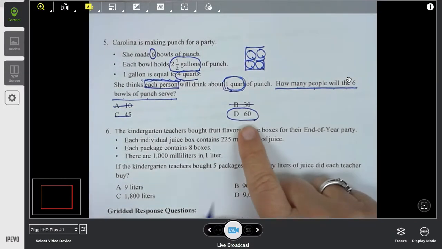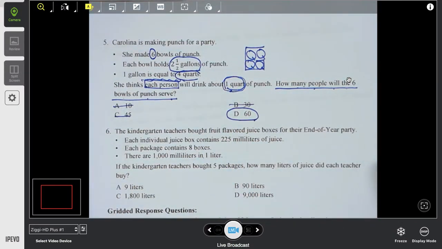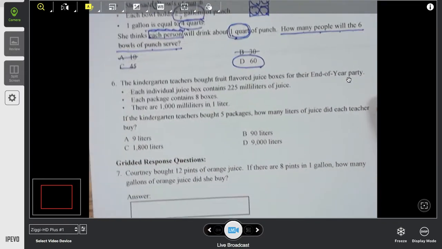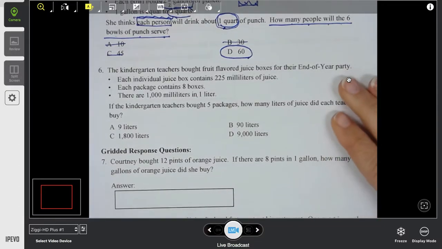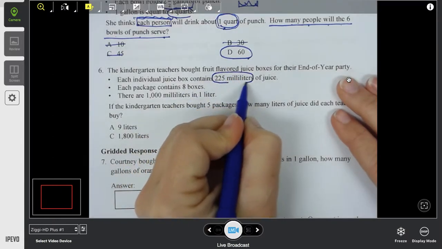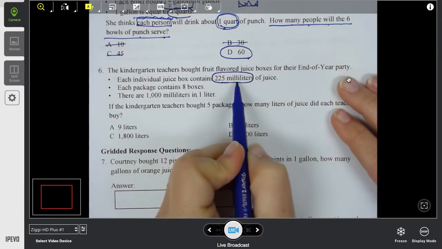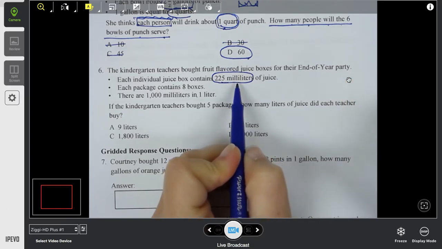Okay, so 60 quarts since everybody's got 1 quart. All right, last one of our multiple choice questions. The kindergarten teachers bought fruit-flavored juice boxes for the end of the year party. Each individual juice box contains 225 milliliters of juice. Those are tiny, tiny pieces, milliliters, very small.